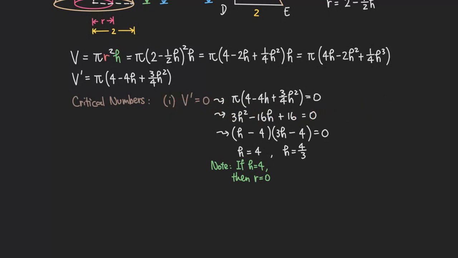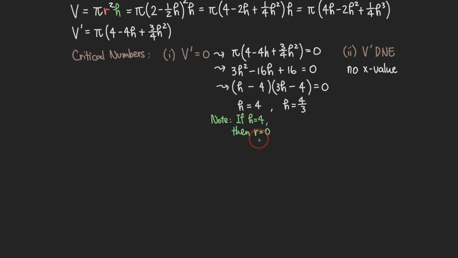We also have a second case right here. By the definition of the critical numbers, that's when v prime does not exist. But you know that's impossible. It's really because we get a polynomial function right here for the v prime, right? So there's no x value for this case.